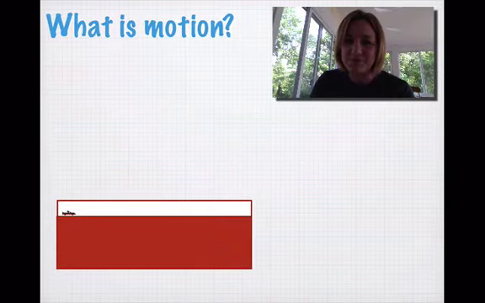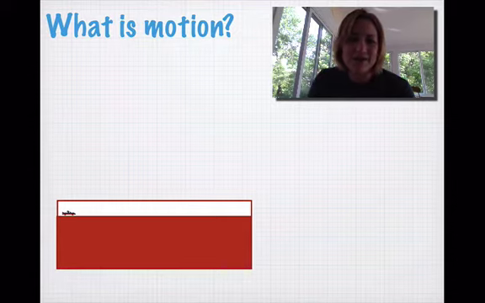So what is motion? It sounds like kind of an obvious question. When is an object moving? When is something described as moving? And again, you have to say, well, with respect to what?